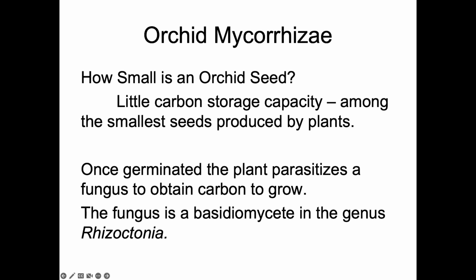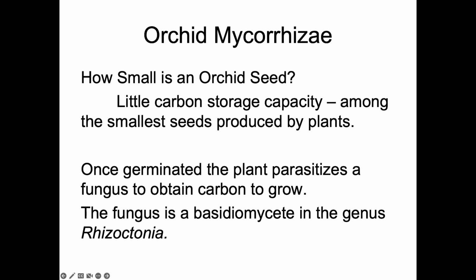Now, I'm going to show you these because I put this up here. Orchids are the smallest seed in the world, right? But in order for a seed to germinate, it has to have sufficient carbon for that embryo to grow. But let me tell you something. Orchid seeds don't have enough carbon. And I don't know if you've caught this. The plant actually parasitizes the fungus to obtain carbon. All orchids parasitize the fungus to obtain carbon.